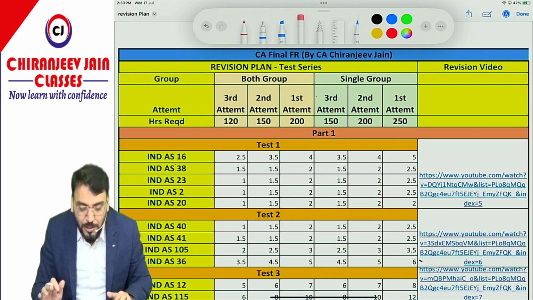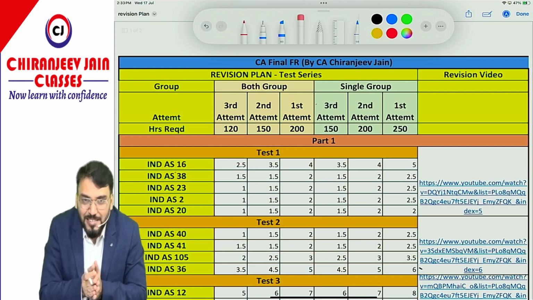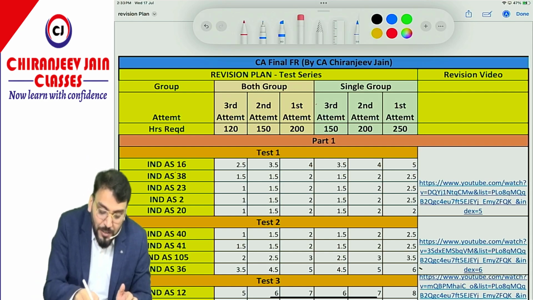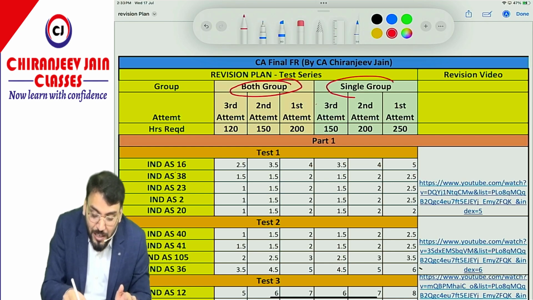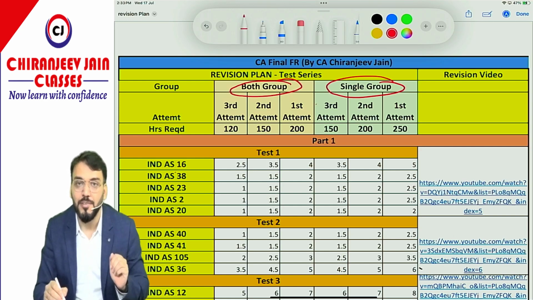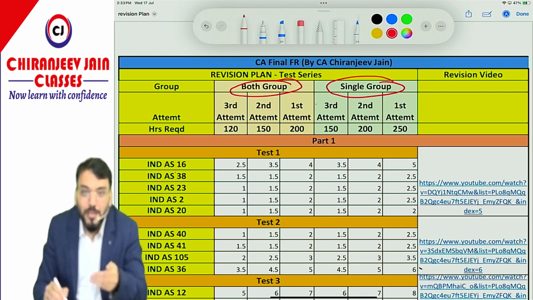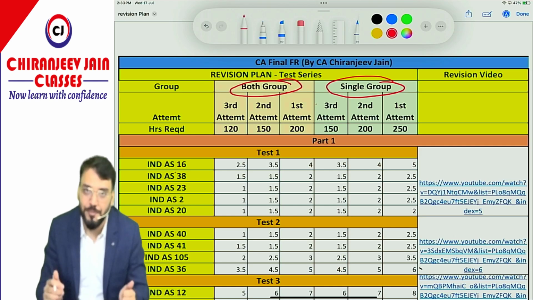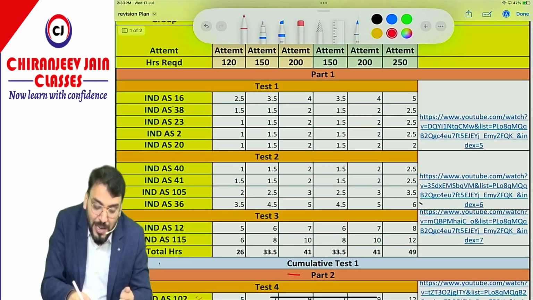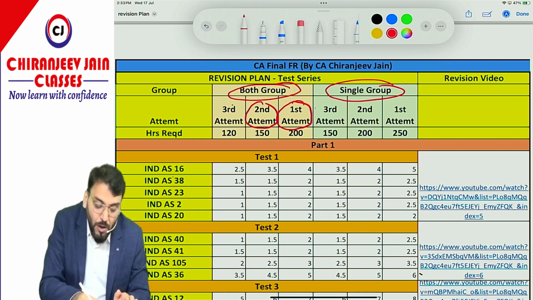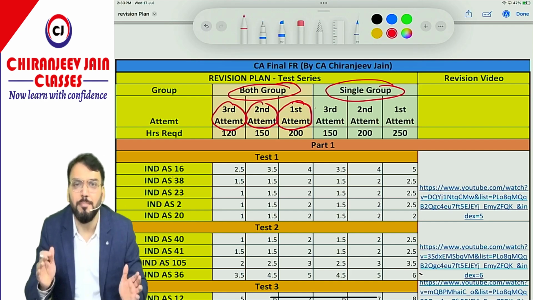Now coming to the discussion, you can see that I have divided this entire PDF into two categories: those students who are writing both groups, and those students who are writing a single group. In both, I have divided each category into three subcategories: if you are writing this exam for the first time, if it is your second attempt, or if it is your third or more attempt. What will be the revision plan?